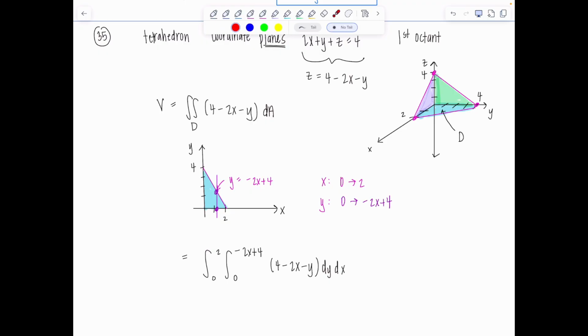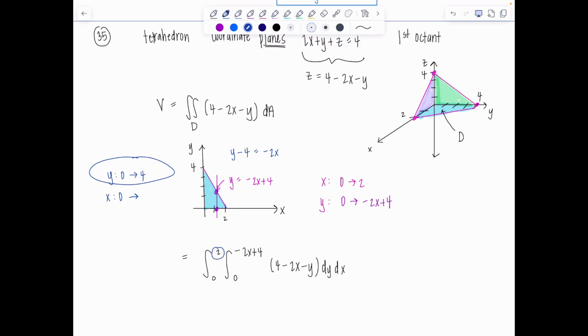The constant ones? No, the function bounds. Now it's function, like from 0 to negative 2x plus 4. Oh, but we designed it that way. So I could have done it the other way. I could have said y goes from 0 to 4, and then x would go from 0 to the line, but then I'd have to solve for x. So it would be y minus 4 equals negative 2x. Yeah, but then it would be dx dy though, right? Yes.